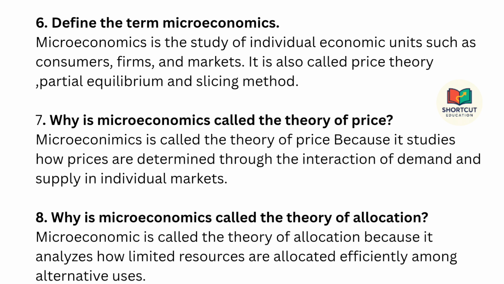Seventh question is, why is microeconomics called the theory of price? Microeconomics is called the theory of price because it studies how prices are determined through the interaction of demand and supply in individual markets. Eighth question is, why is microeconomics called the theory of allocation? Microeconomics is called the theory of allocation because it studies how limited or scarce resources are allocated efficiently among alternative uses.